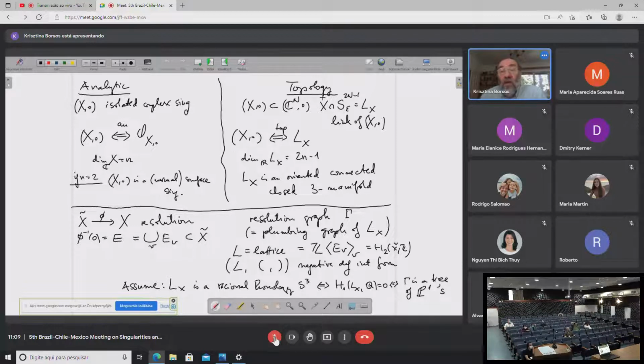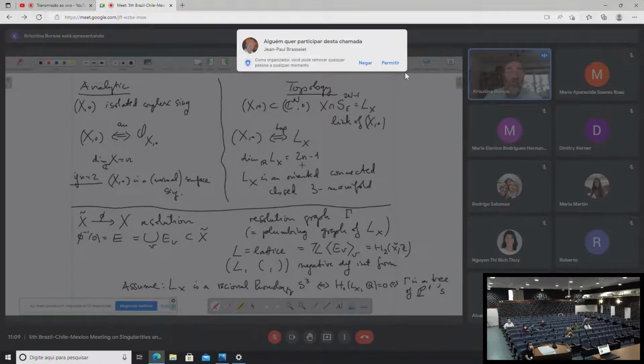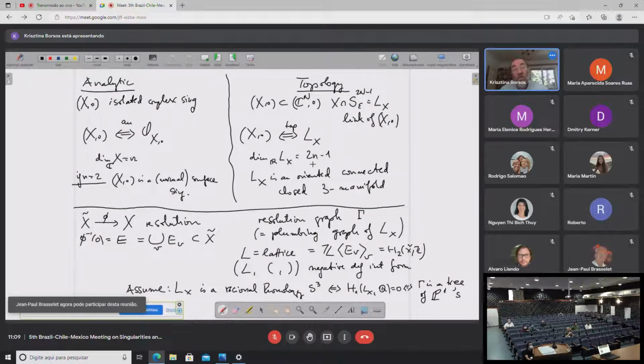When I speak about the topology, on the right-hand side of the page, I consider the link. I embed the germ somewhere and consider a very small sphere, and the link. If the complex dimension of the germ is n and it's an isolated singularity, then this is an oriented real manifold of dimension 2n-1. In all our discussion, we discuss surface singularities. In this case, the link L is an oriented, connected, closed Riemannian manifold. When I speak about a topological invariant, I want some topological invariant of this manifold. So what is the connection between these two? That is given by the resolution.